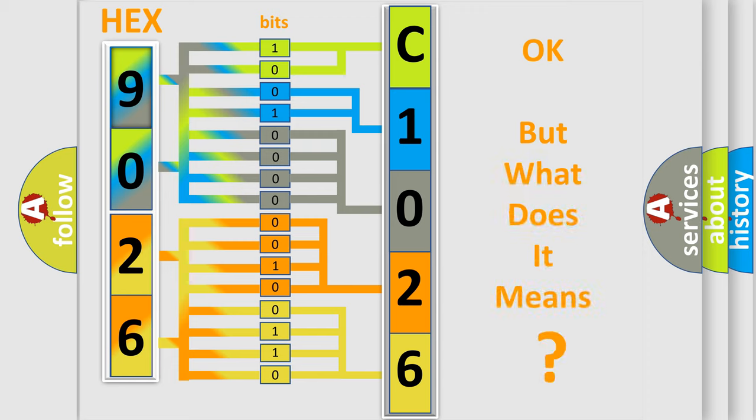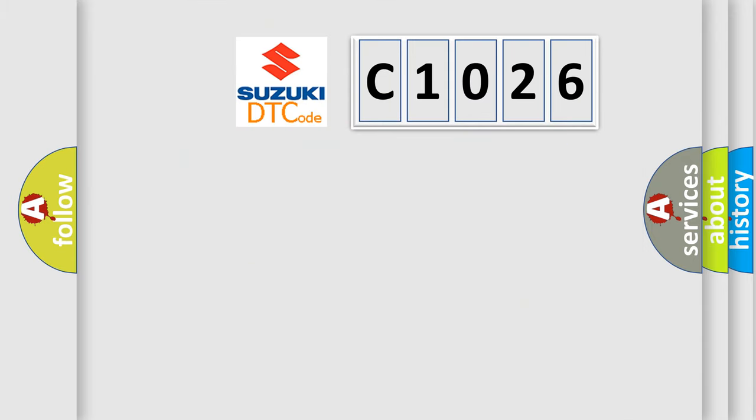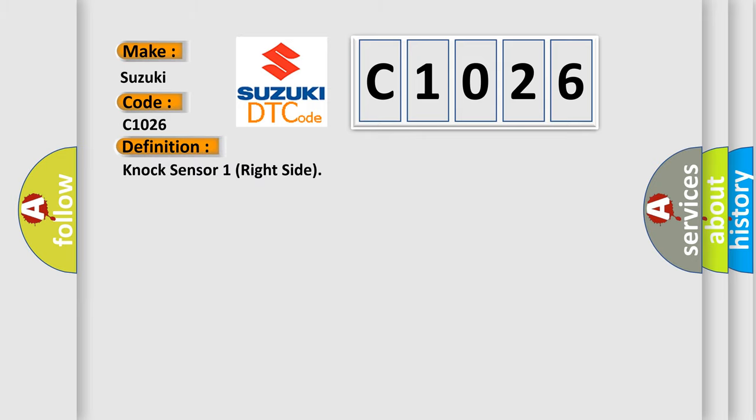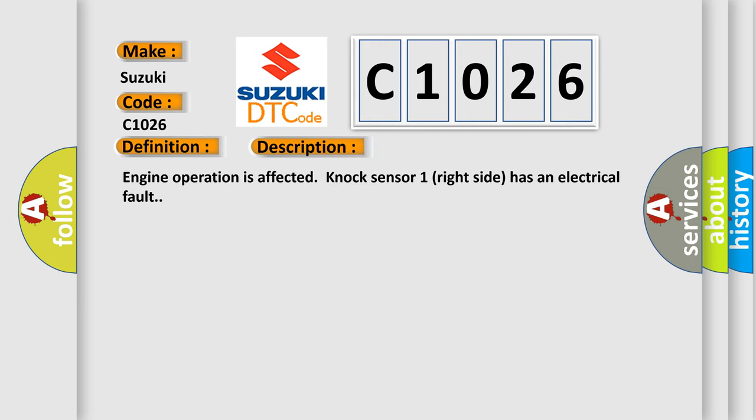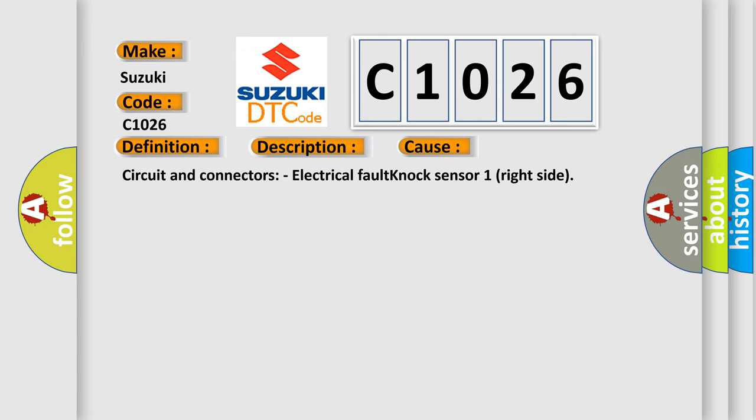The number itself does not make sense to us if we cannot assign information to what it actually expresses. So, what does the Diagnostic Trouble Code C1026 mean specifically for Suzuki car manufacturers? The basic definition is knock sensor 1 right side. And now this is a short description of this DTC code. Engine operation is affected. Knock sensor 1 right side has an electrical fault. This diagnostic error occurs most often in these cases: circuit and connectors, electrical fault, knock sensor 1 right side.